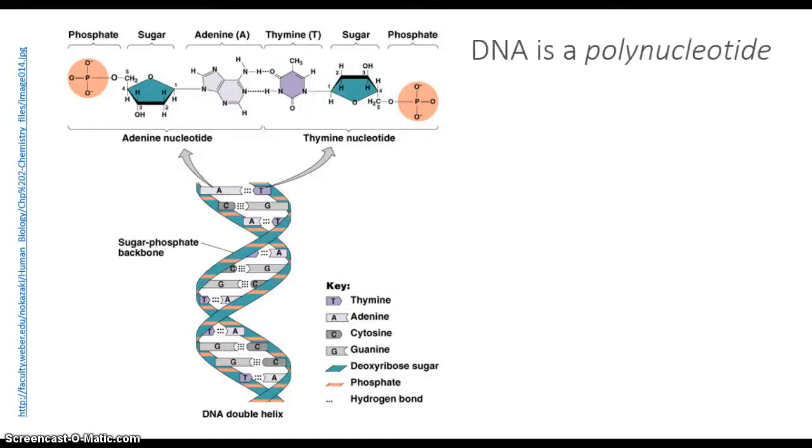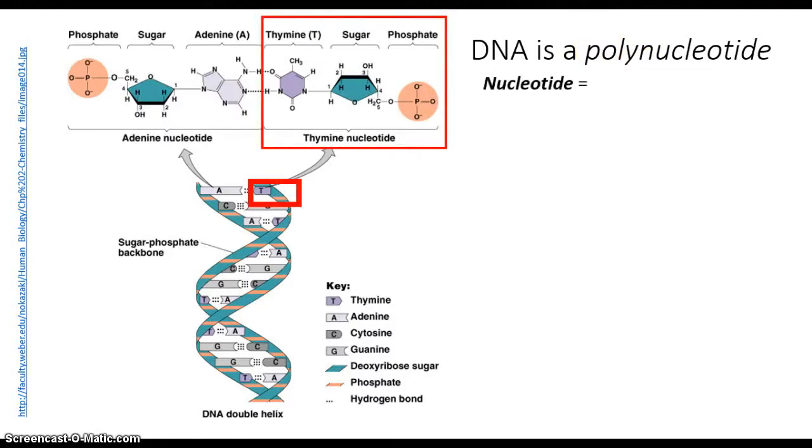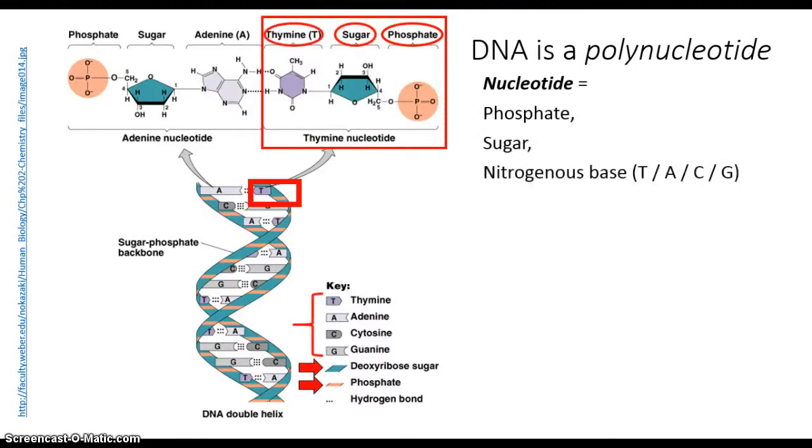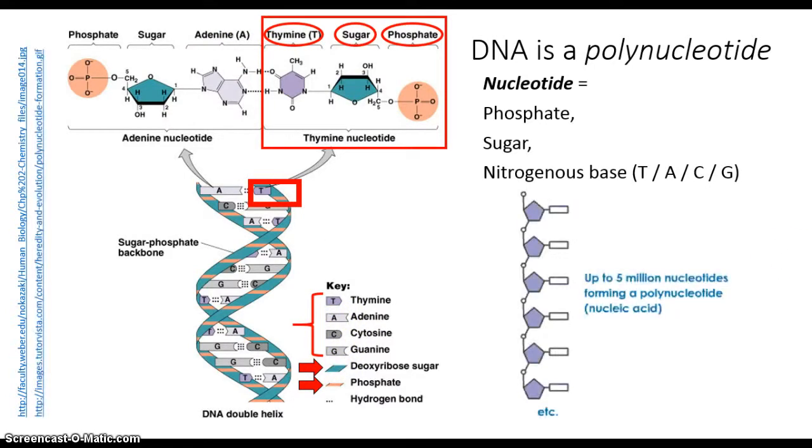If we look at the structure in more detail, we find that DNA is a polynucleotide, poly just meaning many. This is one nucleotide right here. If we zoom in on the molecular structure, we find that a nucleotide is made of a phosphate, a sugar, and a base of some sort like thymine or adenine or cytosine or guanine. The polynucleotide might be 5 million or so nucleotides in length. A polynucleotide is also called a nucleic acid. DNA is one type of nucleic acid, RNA is another.